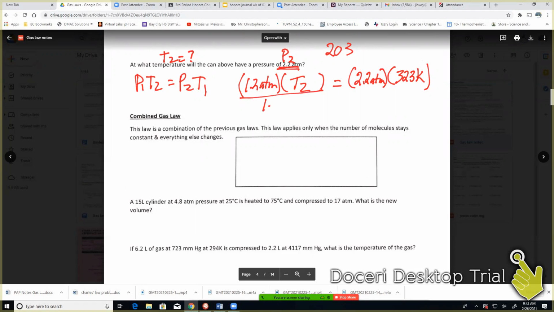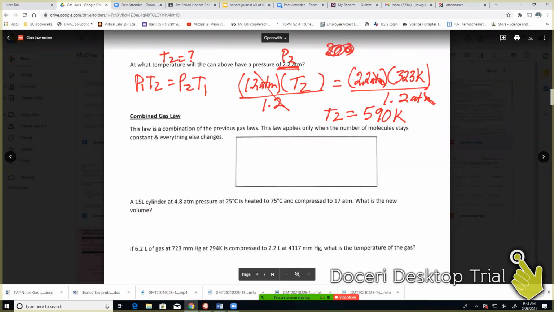That means I have to divide each side by 1.2. That cancels. And this is what I would put in my calculator: 2.2 times 323, and get an answer and come back and divide by 1.2. My atmospheres cancel out. So I got 590 K. Did anybody else get that? Ethan, did you see what you did wrong? Sometimes people switch those temperatures because you kind of want to put temperature one with P1, but the temperatures are always going to be on your opposite side.